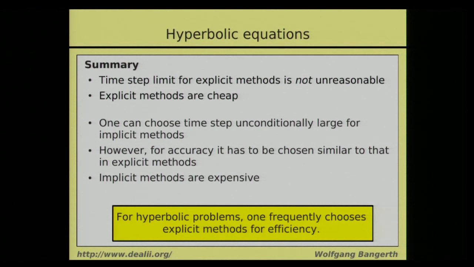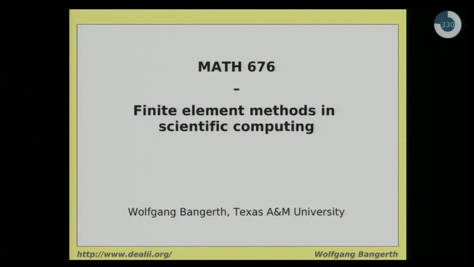And so the consequence of all of this is that for hyperbolic problems, one almost always chooses explicit methods for efficiency, because I could not choose a time step much larger if I chose an implicit method, but I have to do work that equals a large multiple of the amount of work that I have to do for explicit methods. And so as a consequence, the trade-off is entirely different for hyperbolic problems of second order than it is for parabolic problems. For parabolic problems, you always choose implicit methods. For hyperbolic problems, you always use explicit methods.